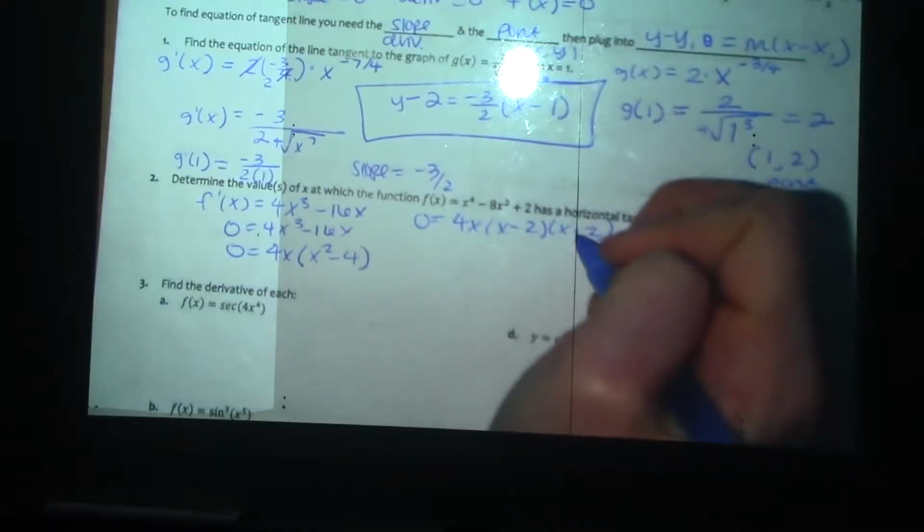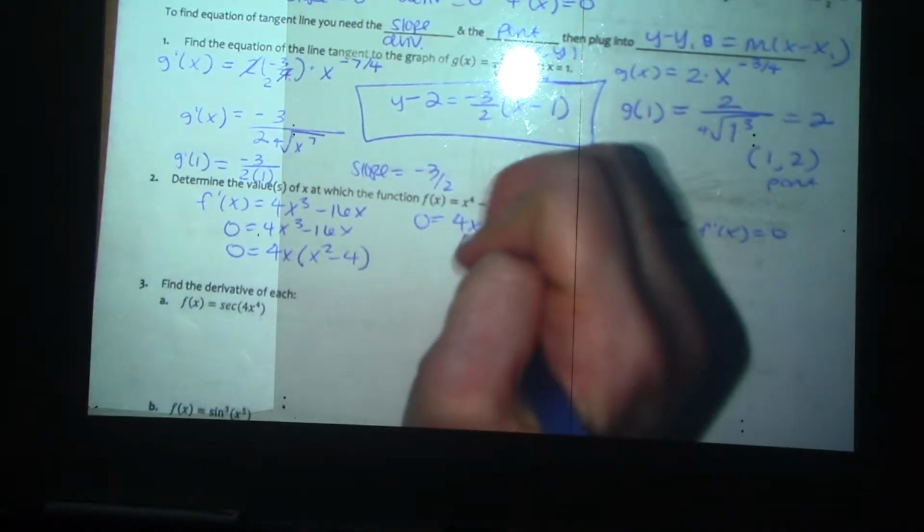And now I want to factor to find, because there's multiple x values that make this 0. So I'm going to pull out a 4x. That leaves me with x squared minus 4. That's 4x times x minus 2 times x plus 2 equals 0. So then each of these factors can make it 0. For this one, that would just be x equals 0. For here, that would be positive 2. And for this one, that would be negative 2. So those are all the x values.